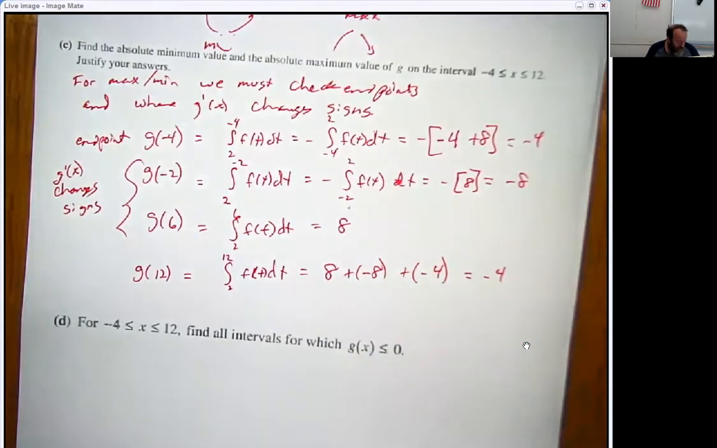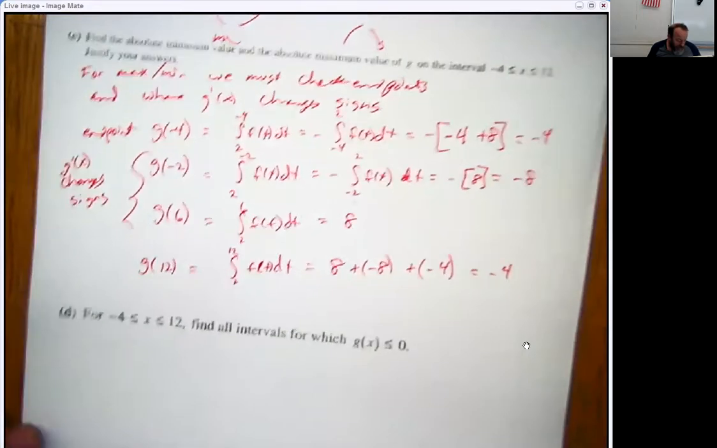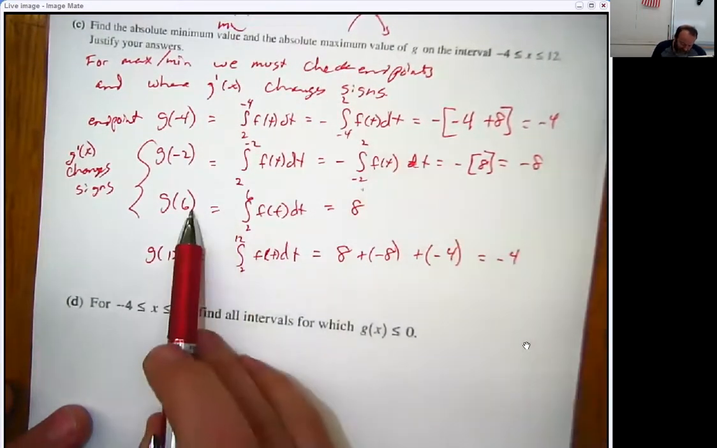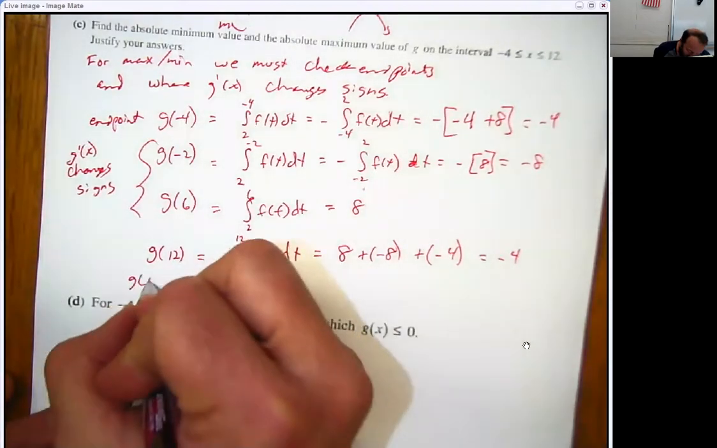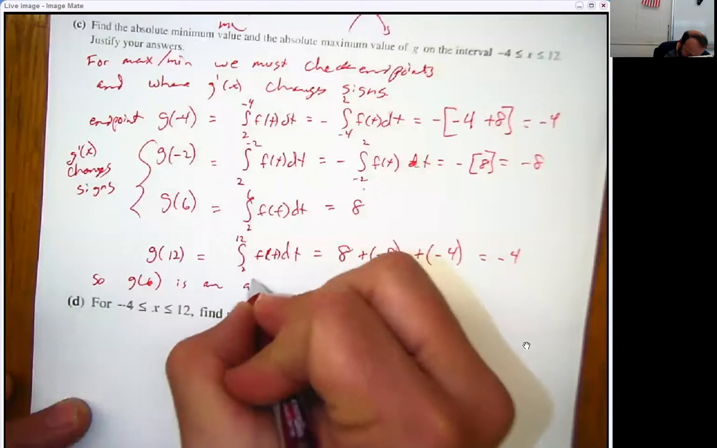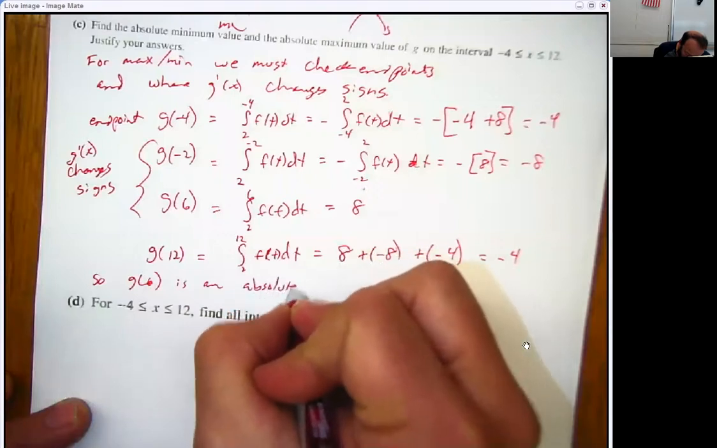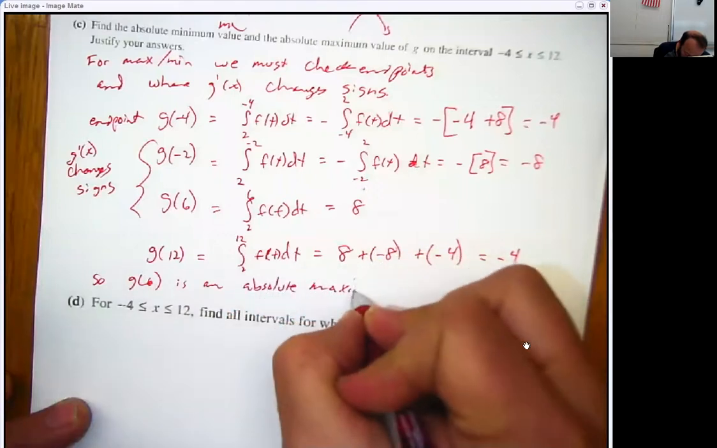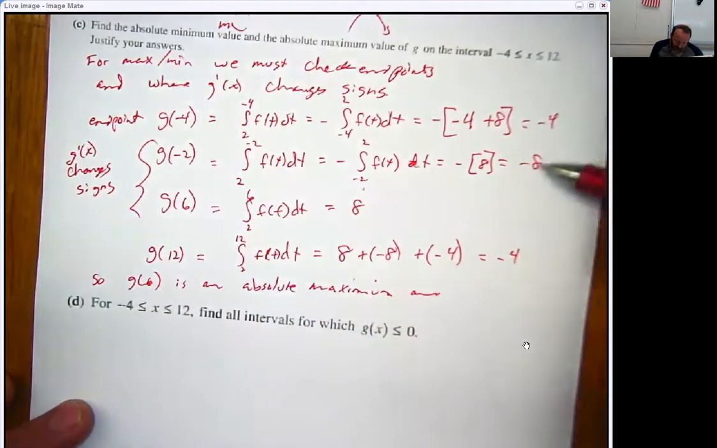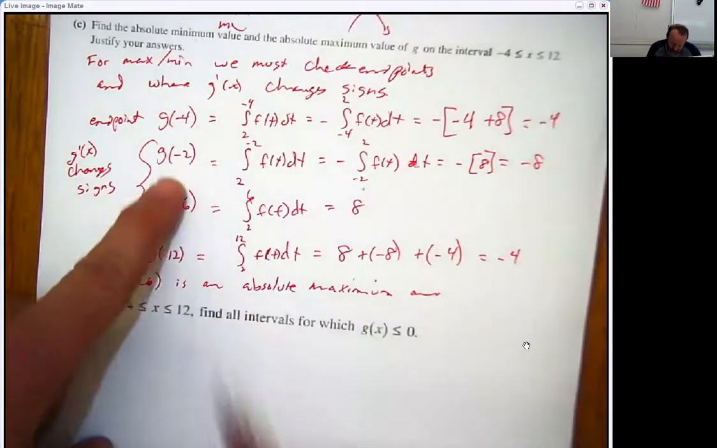So if we're trying to find out where that max and min happens, it appears that the largest value that I see out of all of those is 8. So g of 6 is an absolute maximum, and the absolute minimum appears to be happening at g of -2.